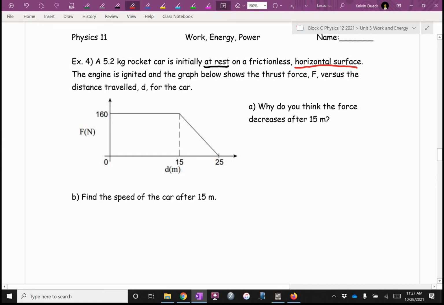Part A says, why do you think the force decreases after 15 meters? I guess I kind of answered that. What's happening? I think the rocket propellant is burning out. The engine is burning out.